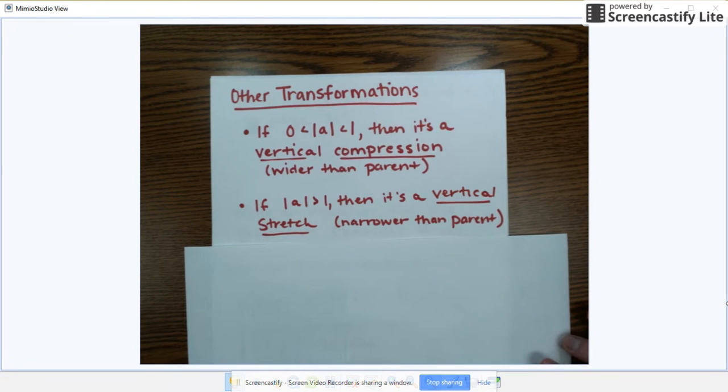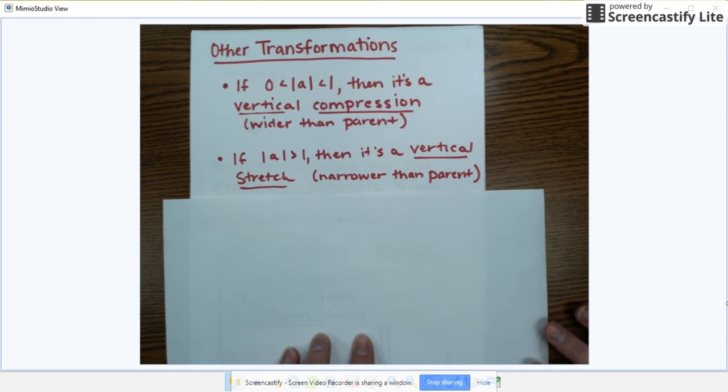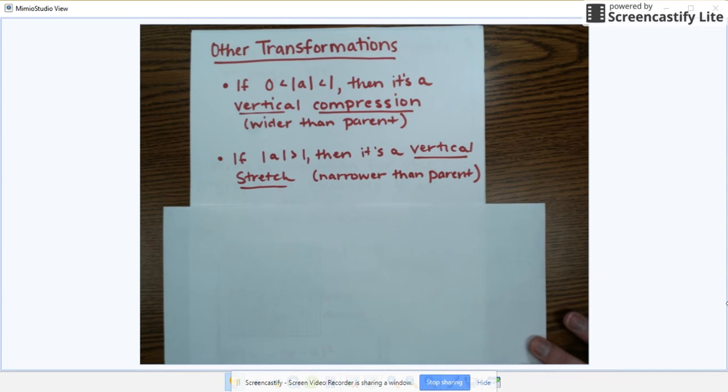If the absolute value of your a is greater than 1, then we call it a vertical stretch, meaning you're pulling on the top, stretching it up, giving you a graph that's going to be narrower than the parent function.